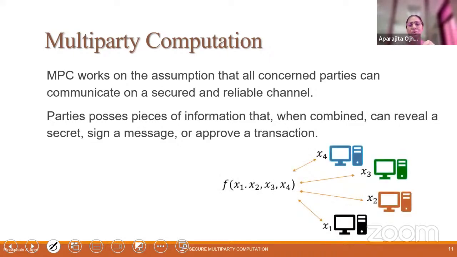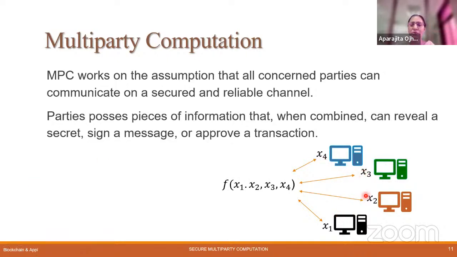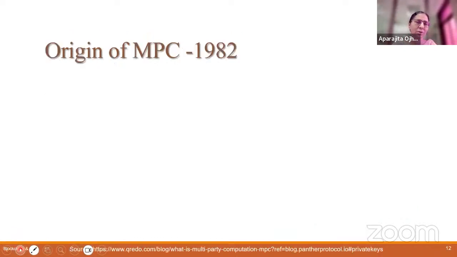So basically, there is something which is a function of x1, x2, x3, x4, where each of these x1, x2, x3, x4 are inputs to this function. The function has these 4 arguments, and the function provides its output. So the output of the function is obtained by taking the input of all 4 of these, right? So this is what is multi-party computation.